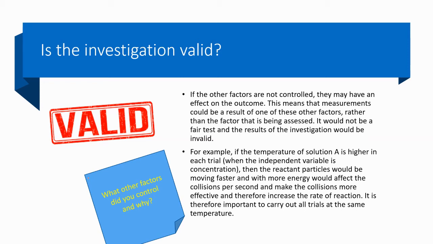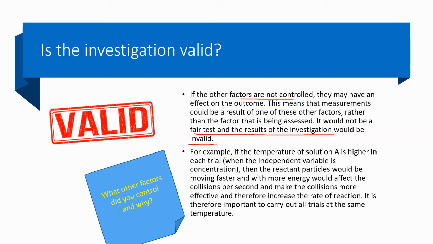Is the investigation valid? If the other factors are not controlled, they may have an effect on the outcome. So you have to consider, when you design your method, all the factors that might affect the outcome. This means that the measurements could be a result of one of these other factors rather than the factor that is being assessed. It would not be a fair test, and the results in the investigation would be invalid if you didn't control these other variables.